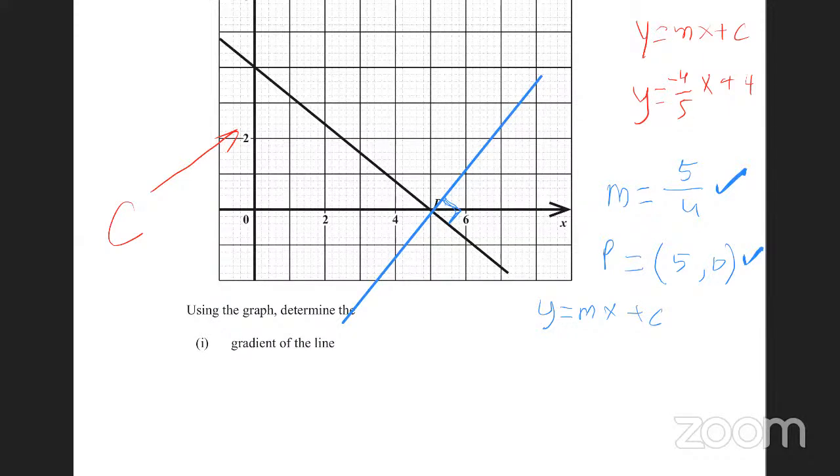Right, let's see what you got. y is 0, gradient is 5 over 4, and x is 5. So it means that c is equal to negative 25 over 4. So y is equal to 5 over 4 x minus 25 over 4. Yeah, you got that? If you want, you can multiply it out by 4.